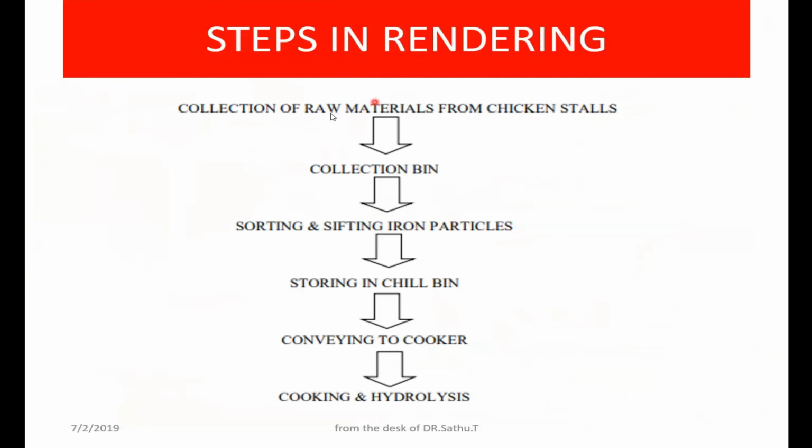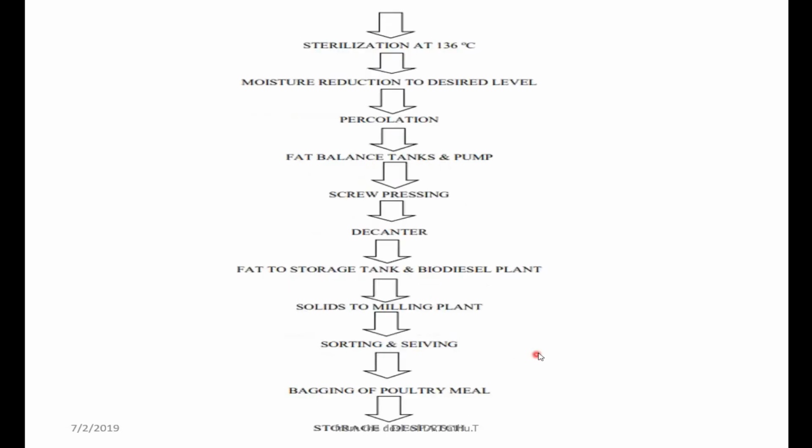First, we go for the collection of the raw material from the shops, abattoirs or slaughterhouses. Then it is brought to the collecting bins, where it is collected and sorted. If there is any metal or other foreign material, it will be separated. Then we can store it in the chill rooms if we want to keep it for more time. Then it is put into the cooker, where cooking and hydrolyzing take place.